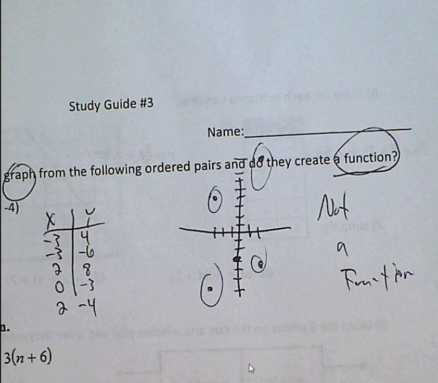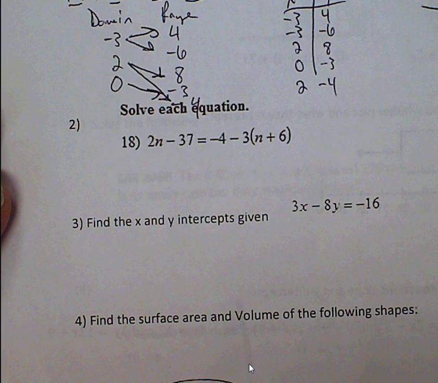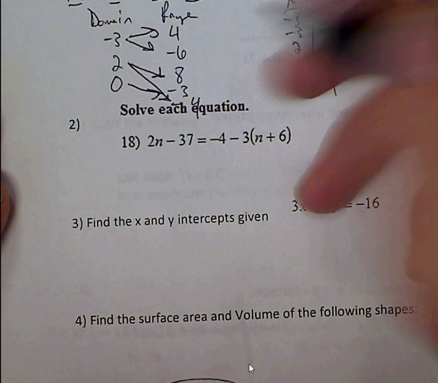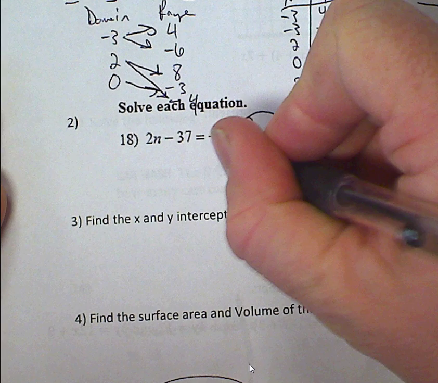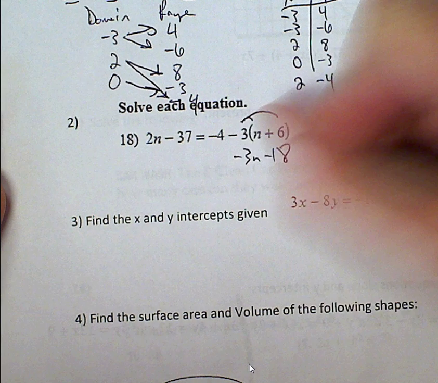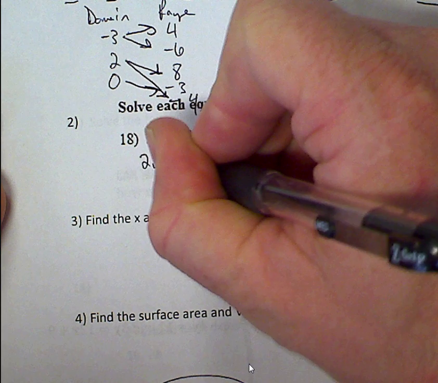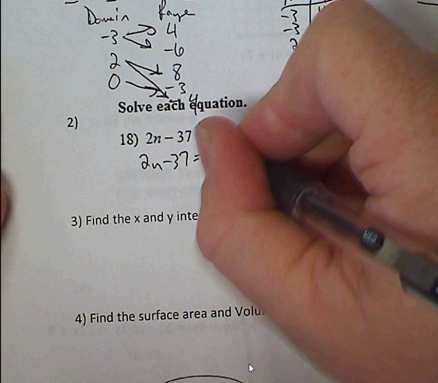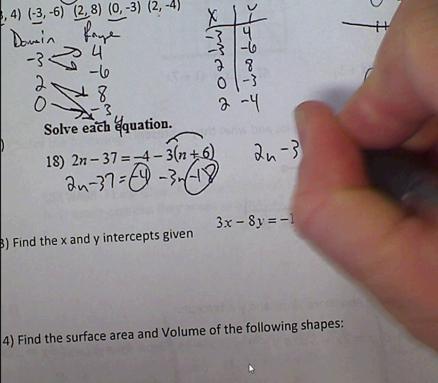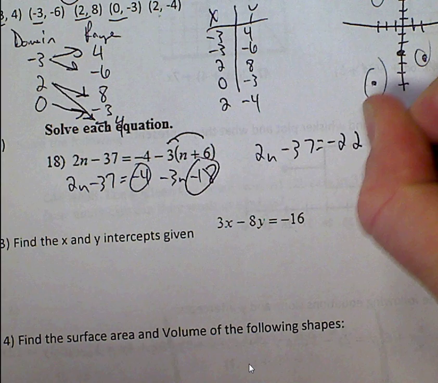All right. Solve each equation. So if I were to solve this, I would distribute by -3. Bring down the -4. I get 2n minus 37. Combine like terms on the same side. 2n minus 37 equals -22 minus 3n.